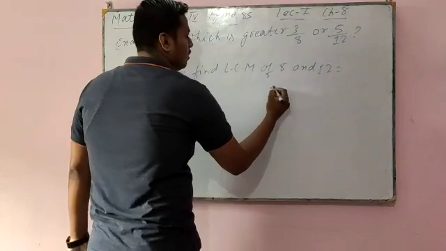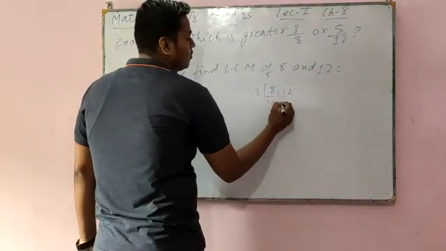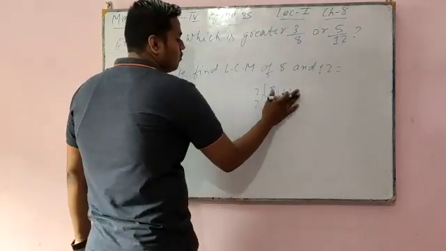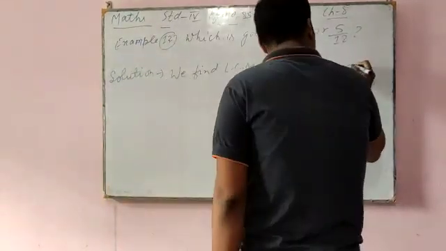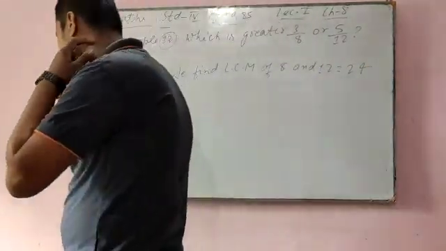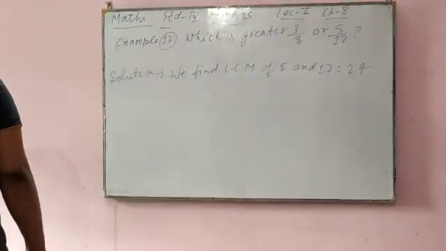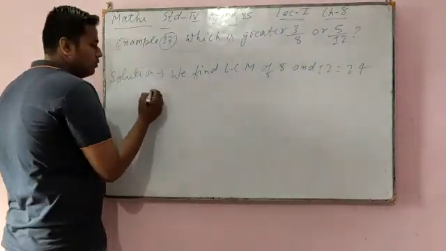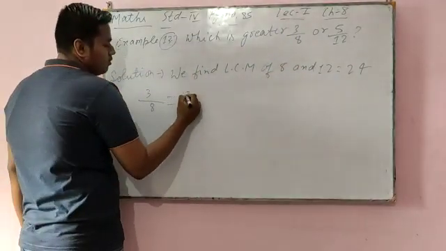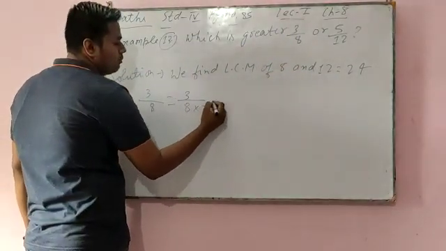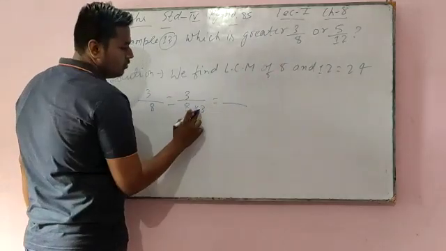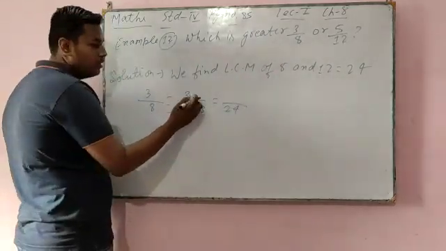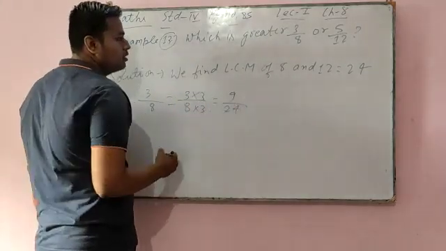So the LCM of 8 and 12 will be 2 times 4, 2 times 6, 2 times 2, 2 times 3. 2 times 2, 4, 4 times 2, 8, 8 times 3, 24. So here the LCM is 24. So now we will make this denominator 24. So for 3 by 8, what number will you multiply so that your denominator comes 24? I will multiply with 3. If I multiply with 3 here, then here also I will multiply with 3.